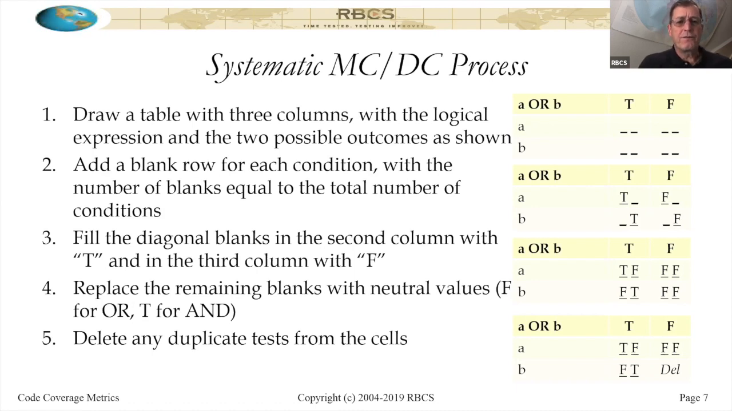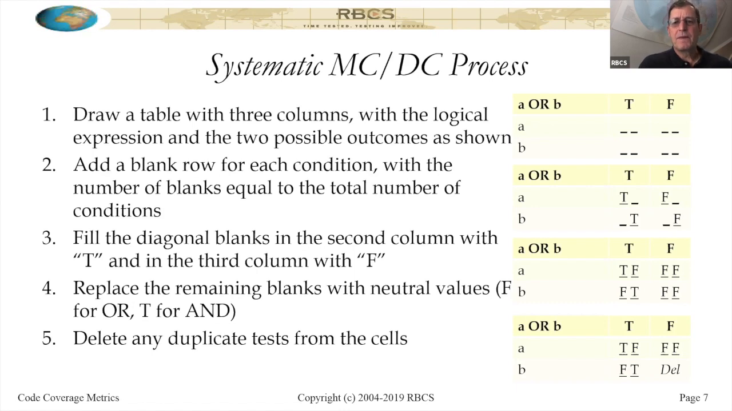So this trick will work for that. So we have the 3 columns, with the 2 outcomes in columns 2 or 3, and the logical expression in column 1. And then what we do is we add a blank row for each atomic condition. So you can see we have a row for A and a row for B. If we had 3 atomic conditions, we'd have another row. If we had 4 atomic conditions, we'd have another row.